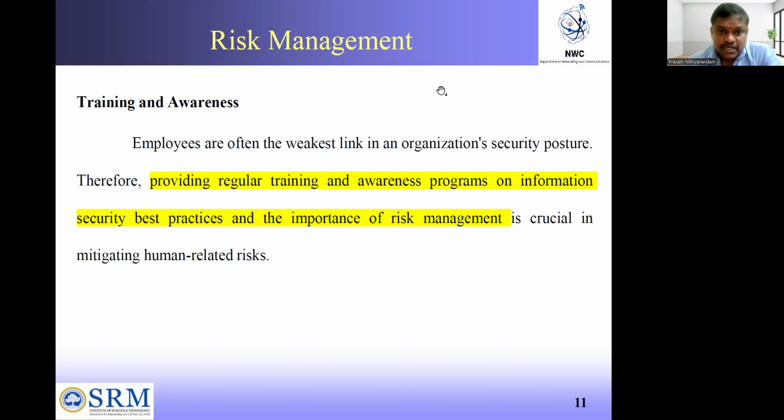And next one is training and awareness. Employees are often the weakest link in the organization's security posture. Providing regular training and awareness programs on information security best practices and the importance of risk management is crucial in mitigating human related risk. As an example, a company runs phishing awareness campaigns and requires all staff to complete the annual security training.